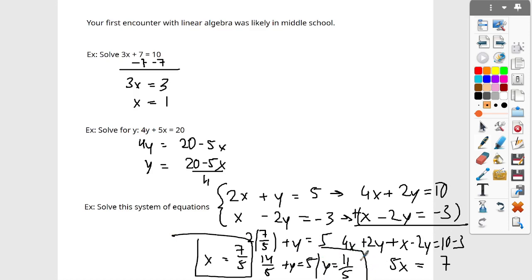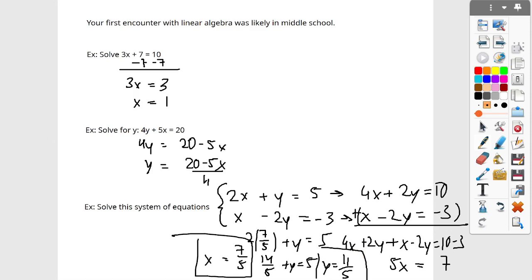We're going to expand on that a lot. We're going to see under what conditions these systems of equations have infinite solutions, under what conditions they have no solutions, under what conditions they have one solution, and so on.